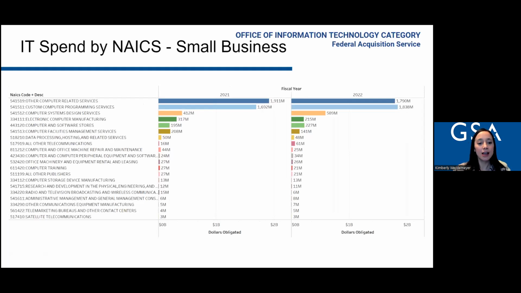So here you will notice GSA Mass IT spend by agency and small businesses for 2021 and 2022. It shows NAICS 541519, which is other computer-related services, decreased from $1.9 billion to $1.7 billion. For NAICS 541511, services increased from $1.6 billion to $1.8 billion. And for the NAICS 541512, services spend increased from $412 million to $589 million. Next slide.